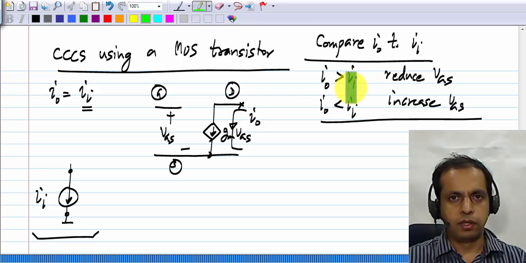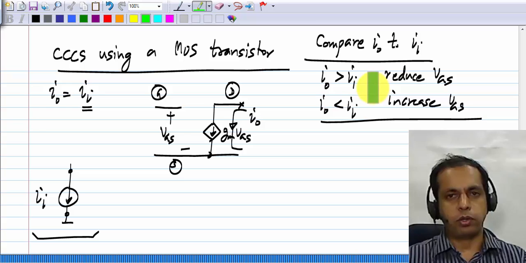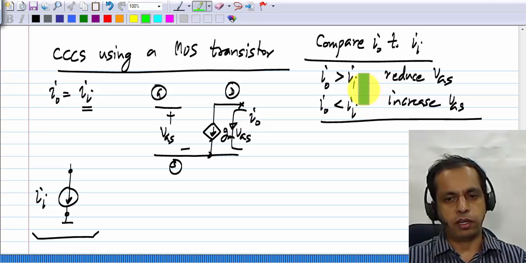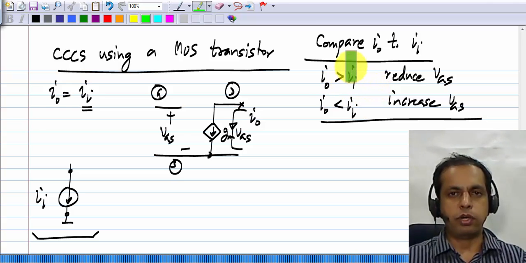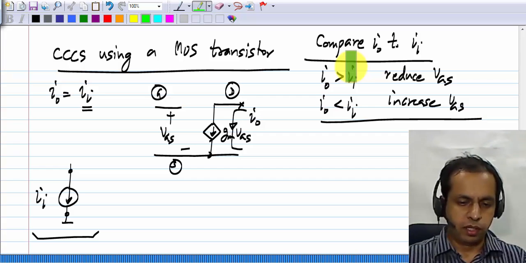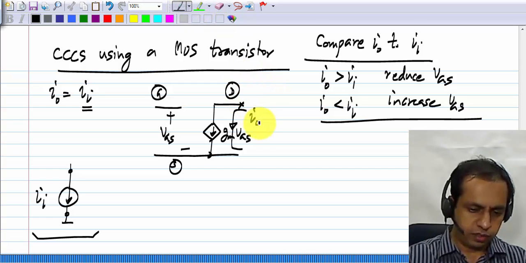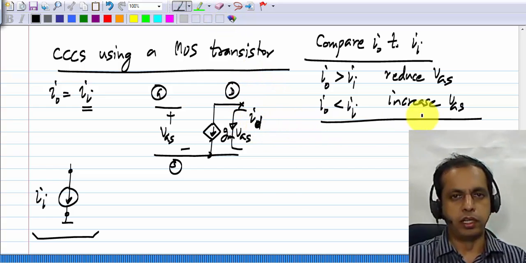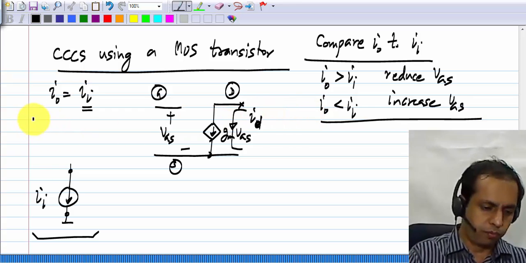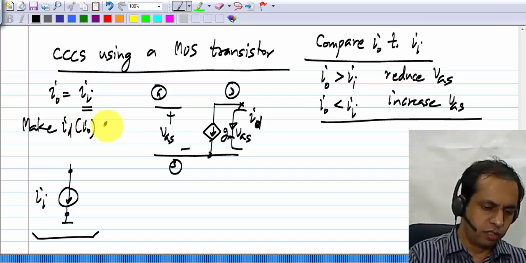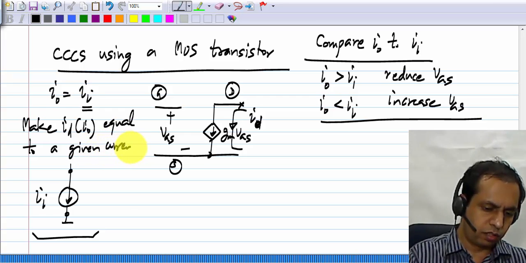Now if you have been following closely and you recall what we have done in earlier lectures, you see that we have actually done this already. What we are saying is that the drain current of the MOS transistor, ID, here let me rename this I naught, we want to make it equal to a given current Ii.